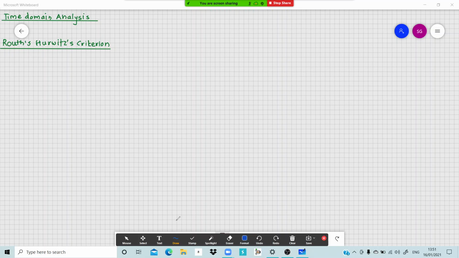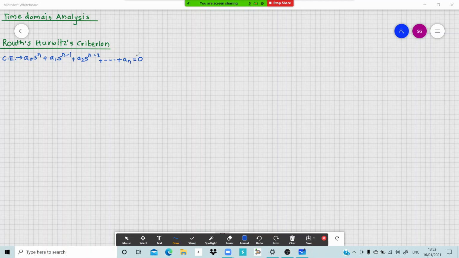So, the characteristic equation and the standard format of that. I'll write it over here. Characteristic equation, standard format: a naught s raised to n plus a1 s raised to n minus 1 plus a2 s raised to n minus 2, and we'll continue till an s raised to 0, equal to 0. This is the standard format.